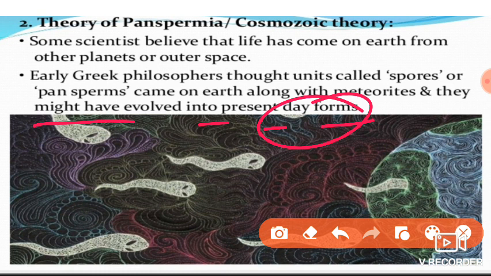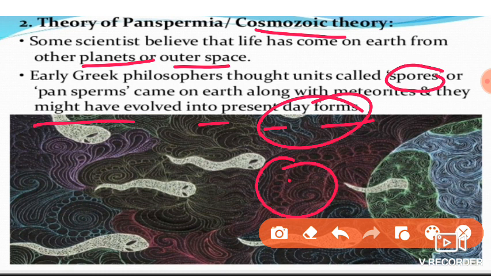Okay, this is the theory of panspermia, or the cosmozoic theory. Just remember this one: life originated from another planet. Some of the spores, during transfer from one planet to another planet, fell on the earth and life originated. This is the theory of panspermia.